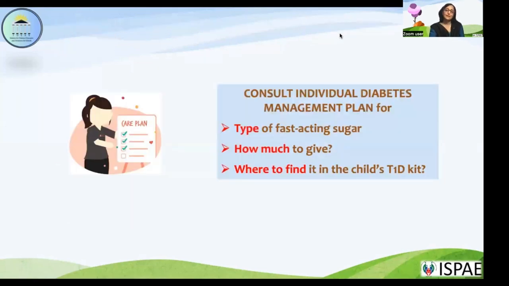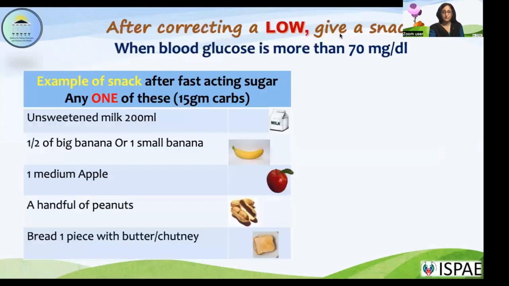Now, we don't expect our dear teachers to remember each and every detail. So teachers should have access to an individual diabetes management plan, which should contain all this information, that is the type of fast-acting sugars required to treat low blood glucose level, the amount needed for a particular child, and where exactly they can find it in the child's type 1 diabetes kit.